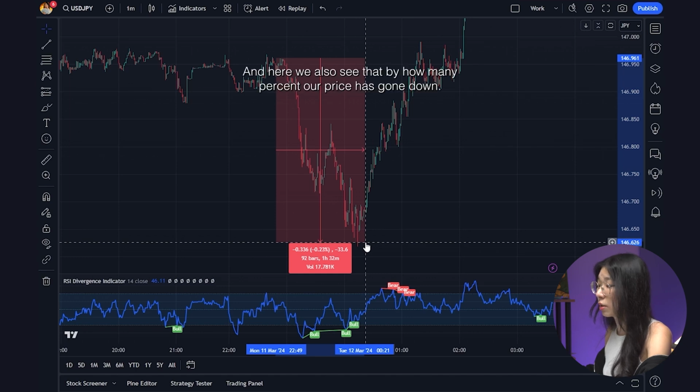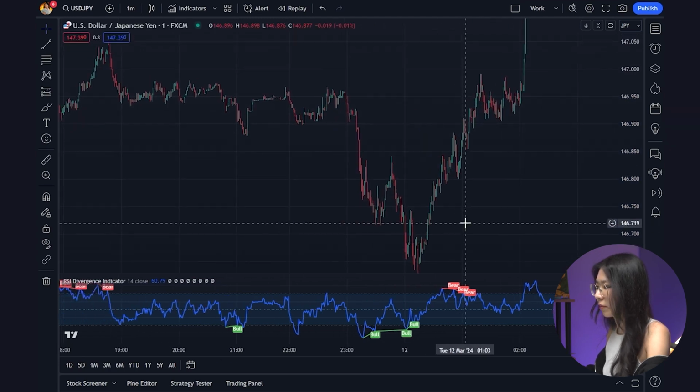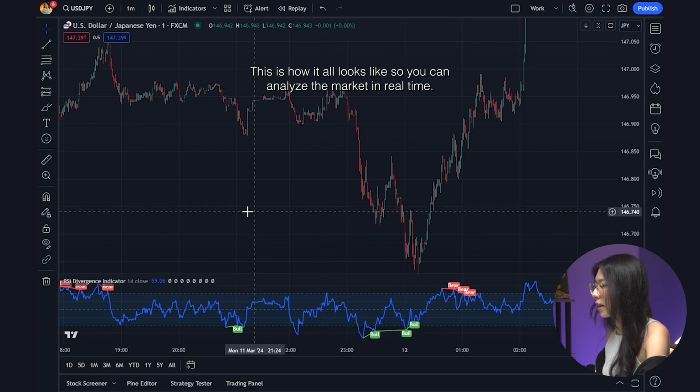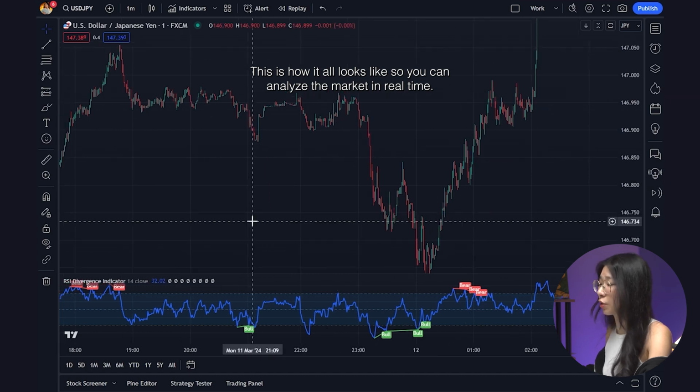And here we also see by how many percent our price has gone down. So this is what it all looks like, so you can analyze the market in real time.